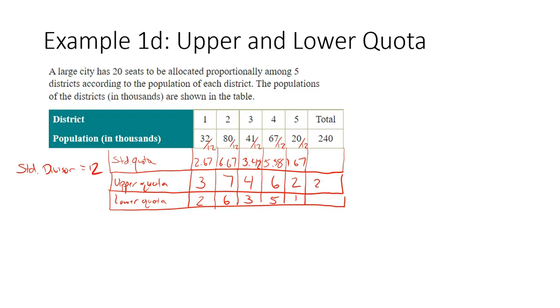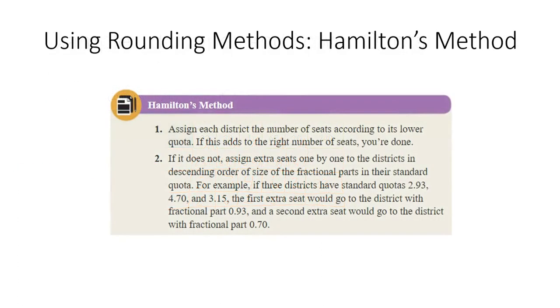So here we have 22, and here we have 17. So what are some other ways that we could round? One way is using what's known as Hamilton's method, where we're just going to assign each district the number of seats according to its lower quota, and if that works, you'll just quit. And if it doesn't, you assign seats one by one to the districts in descending order of the size of fractional parts of their quotas. So that just means if you have 2.93, it would get the next seat. 4.070 would get the seat after, by looking at the decimal parts of the numbers and assigning seats.